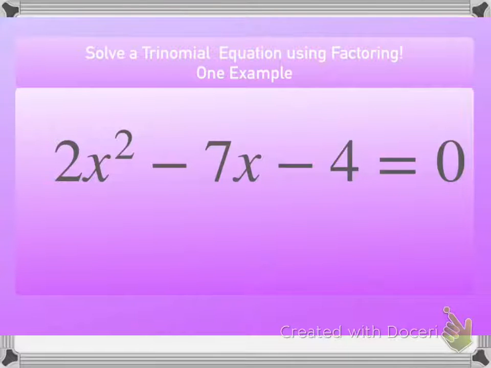Okay, ladies and gentlemen, we're going to solve trinomial equations using factoring. I have one example for you where a is greater than 1, so we're going to use the slide, divide, slide again method. I focused on that in a previous video.